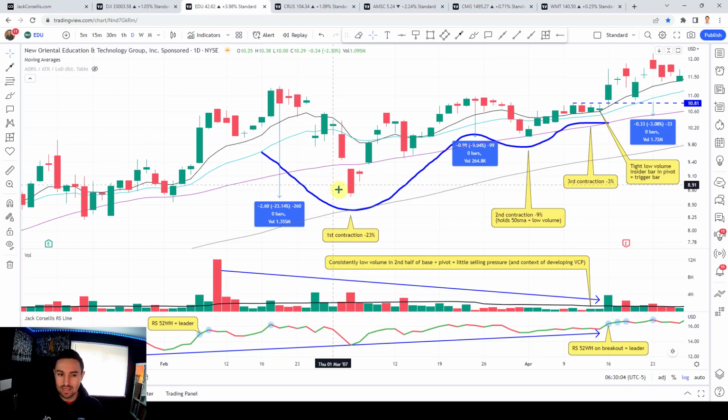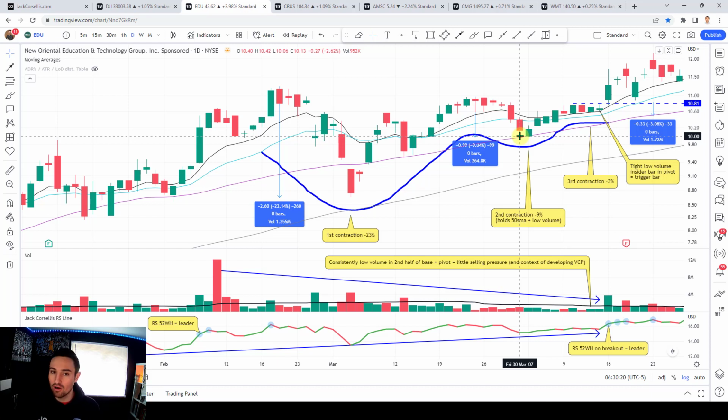So you have 23%, price rallies, pulls back down. Second contraction is 9%. So it doesn't have to happen perfectly every time, but as you start getting these contractions, you want to see higher lows form, and preferably the depth of the contraction is around about halving each time.